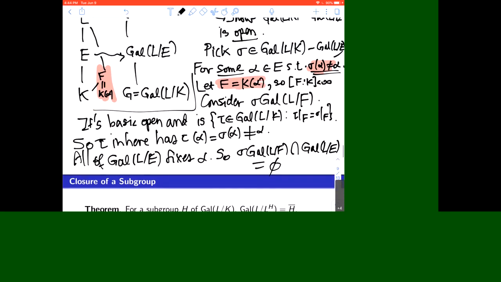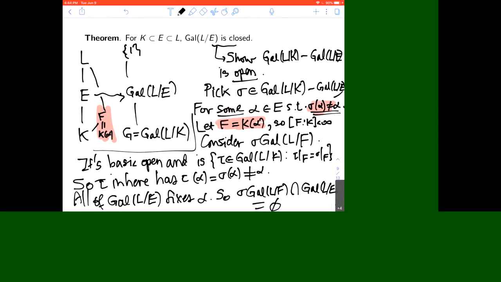Disjoint. The left side moves alpha, right side fixes alpha, so they have nothing in common. And so every point in the complement of this subgroup has a basic open around it that is also in the complement. And so therefore the complement is open, and so this subgroup is closed.